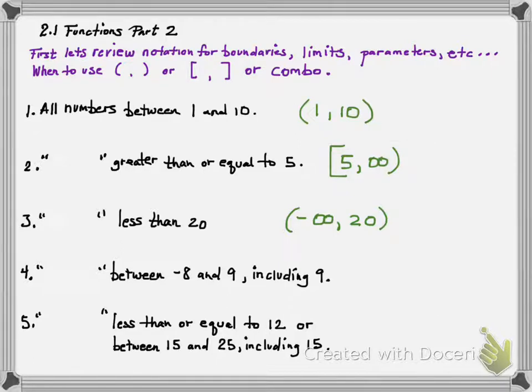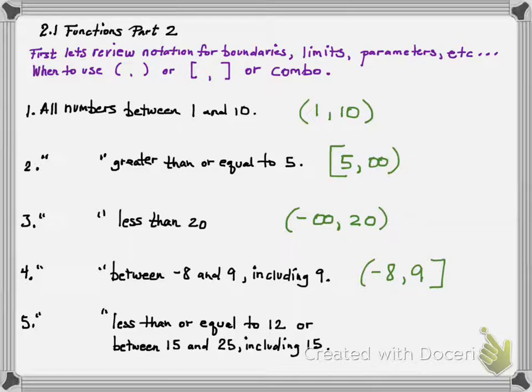All right, number 4. Let's talk about all numbers between negative 8 and positive 9, but we're including the 9. All right, so as you can guess by now, talking about all the numbers between negative 8 and 9, we're including the 9, but we did not mention to include the negative 8, so that'll be a parenthesis. Parenthesis on the negative 8, bracket on the positive 9.